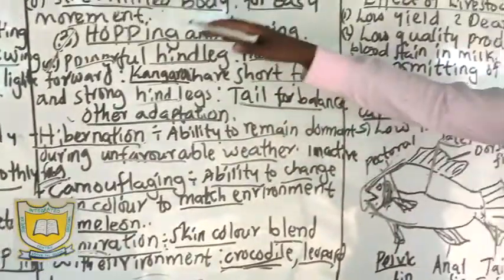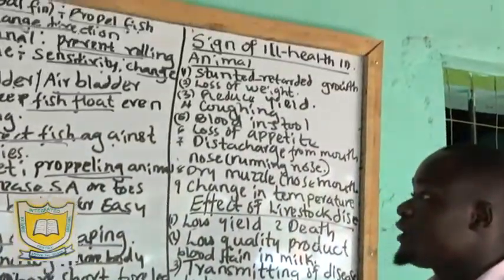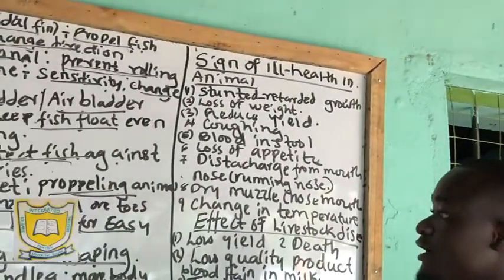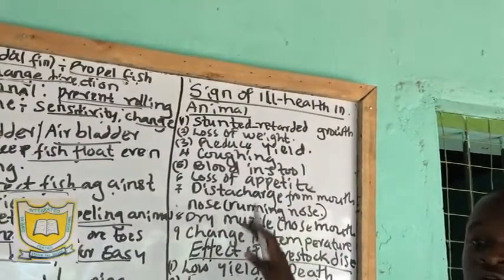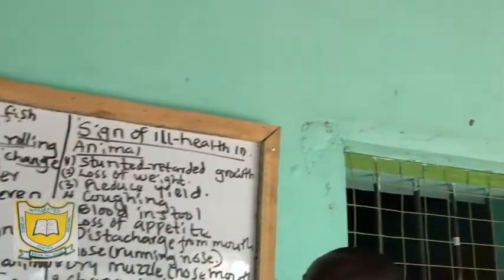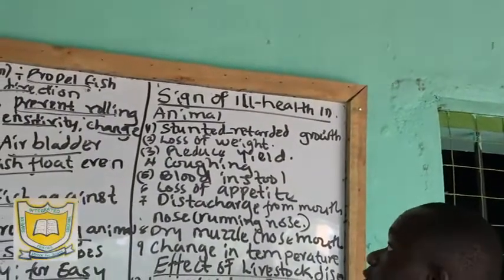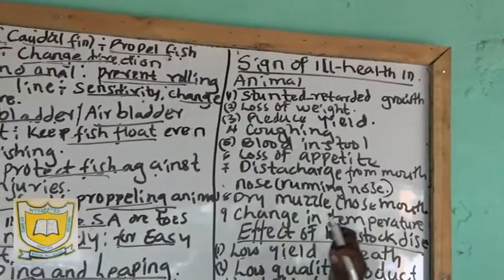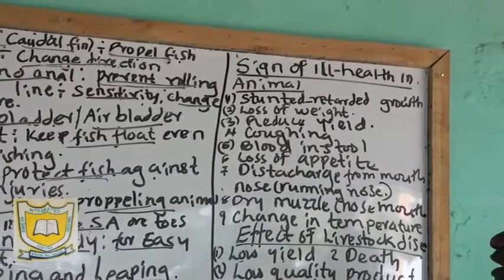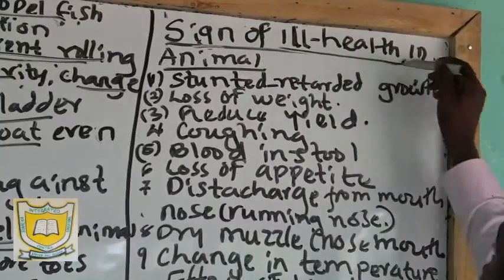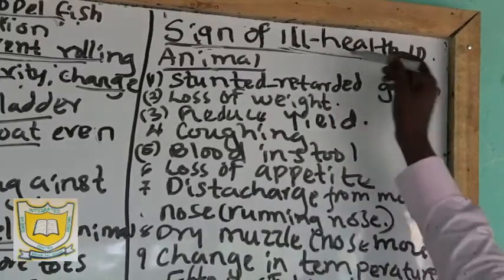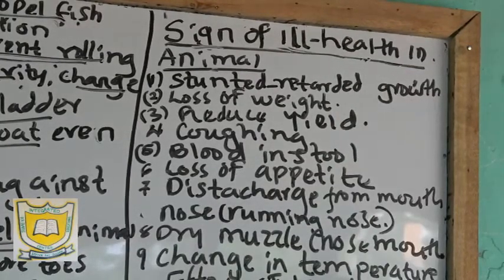Now, apart from talking about the adaptation of this animal for movement, adaptation for feeding, and flying, swimming, and also hopping, and this other adaptation, today we are also going to cover generally, because it is the final part of animals, the signs that can tell us this animal is sick and this animal is not sick. So we talk of the signs of ill health in animals. Ill health means the presence of diseases in this animal. So what can tell us that this animal is not healthy?